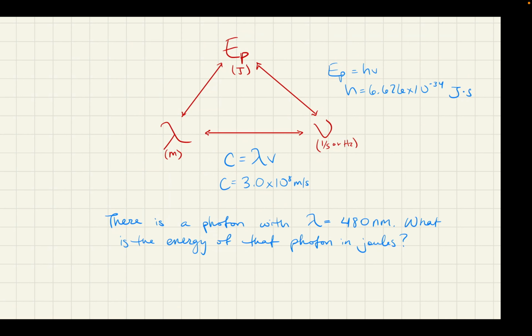Here's an example of a fairly typical vanilla problem. It says, there's a photon with a wavelength of 480 nanometers. What is the energy of that photon in joules?